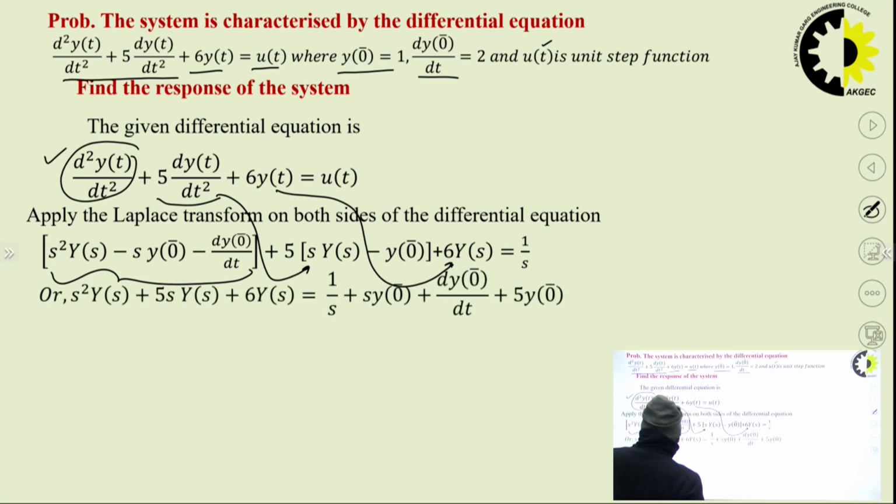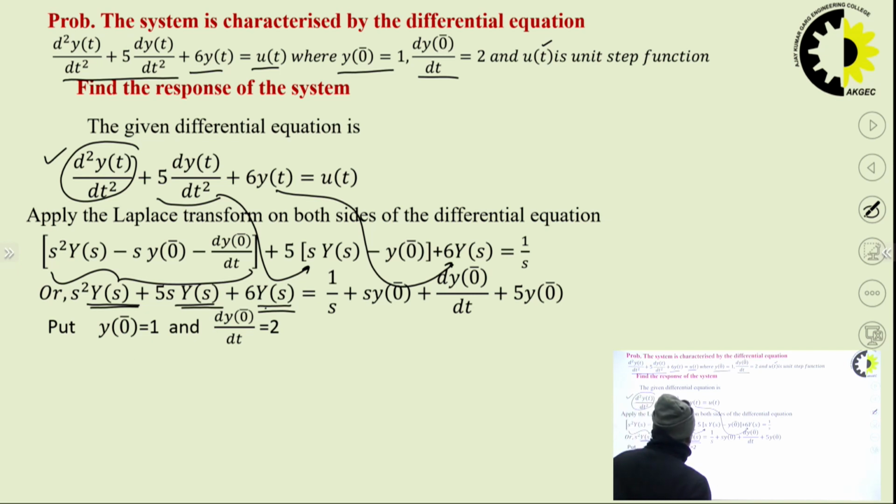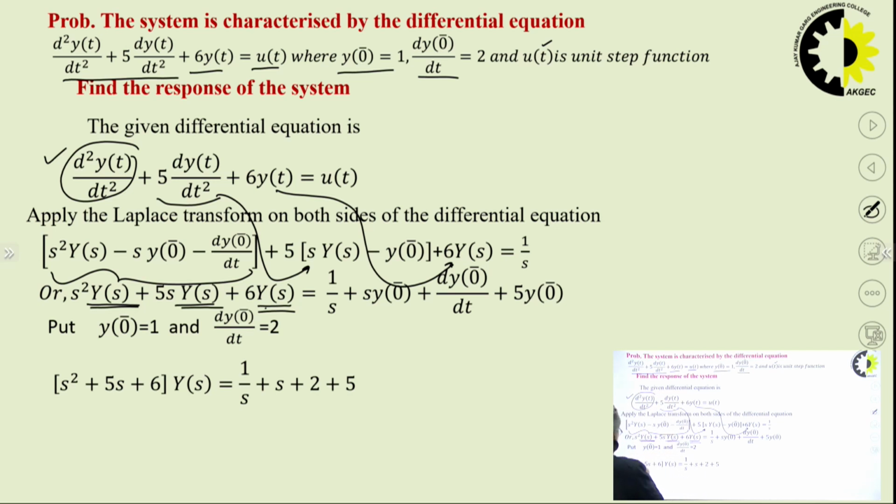Now, separate the term Y(s) and put in the initial conditions: y(0-) is 1 and dy(0)/dt is equal to 2. So, we get (s² + 5s + 6)Y(s) = 1/s + s + 2 + 5.